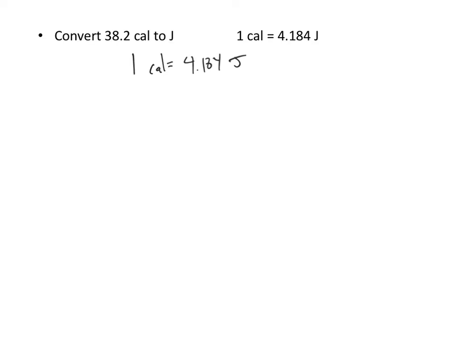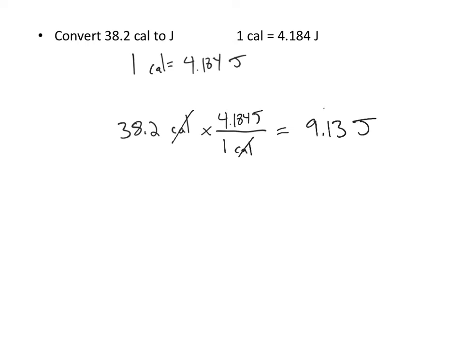So I'll start by writing down the number I'm trying to convert. Now I'm going from calories to joules. My conversion factor includes both calories and joules, so I can do this in one step. I want the calories to go away, so I need to put the 1 calorie in the denominator so that the calories will cancel. So then the 4.184 joules will go on top. My calories will cancel. And so when I do 38.2 times 4.184, I get 9.13 joules as my final result.